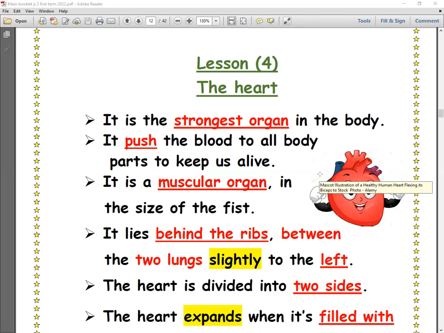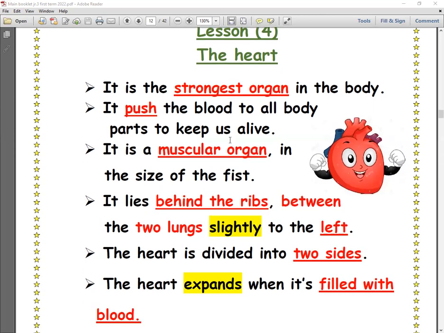So junior 3, number 1, heart is the strongest organ. The function of the heart is pushing the blood to all the body. Number 3, heart is muscular organ. The size of the heart equals the size of your fist.